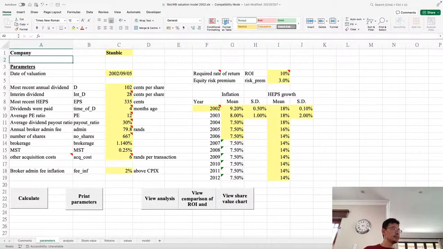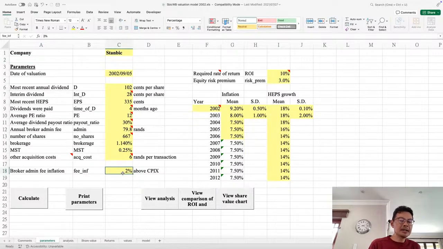interim dividend, then the most recent headline earnings per share, and dividends, when the dividend was paid, and average PE ratio, average dividend payout ratio, broker administration fee, number of shares to be acquired, brokerage fee, and MST, which I think is the stamp duty, levies and other acquisition costs, because we want to take into account the cost of trading or buying the shares, and then look at how we are going to get to the return. And for the broker admin fee inflation, there's a certain assumption made.